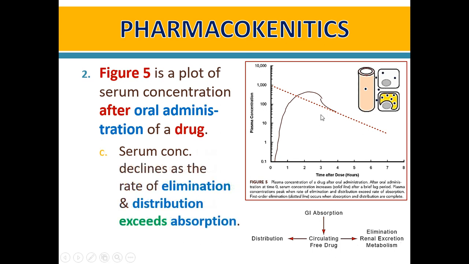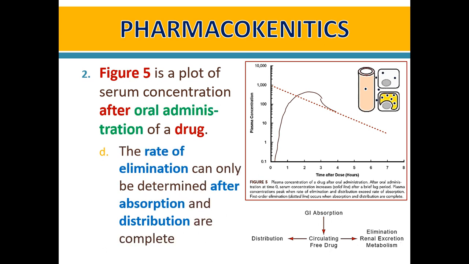But the serum concentration would now decline if the rate of elimination and distribution exceeds that of the absorption, usually through the GI tract. So with this, the rate of elimination can only be determined after absorption and distribution are complete. That is with the oral administration of the drug.